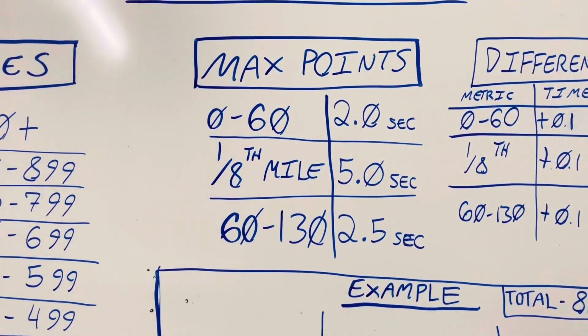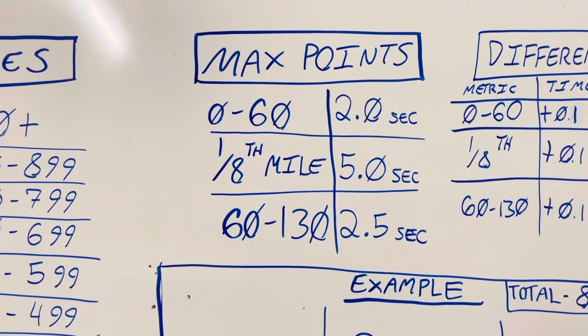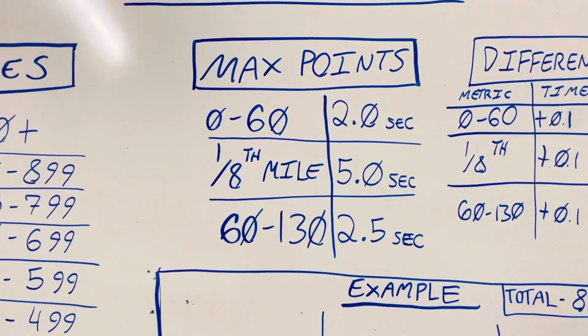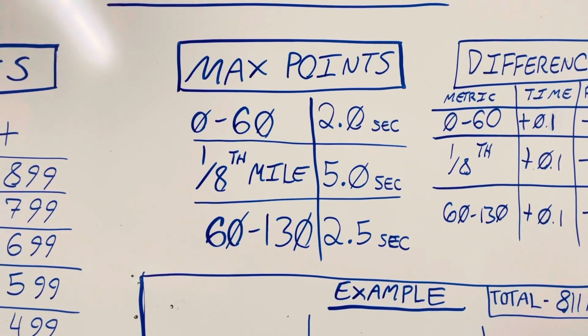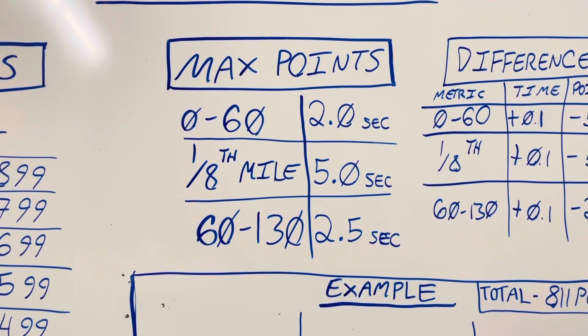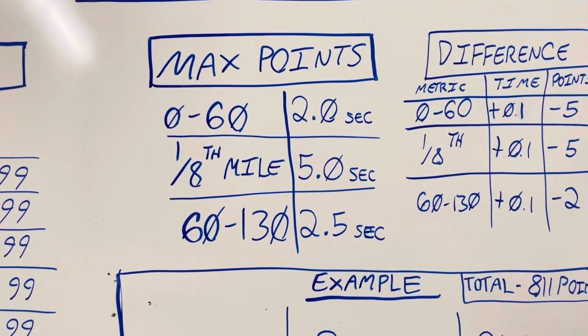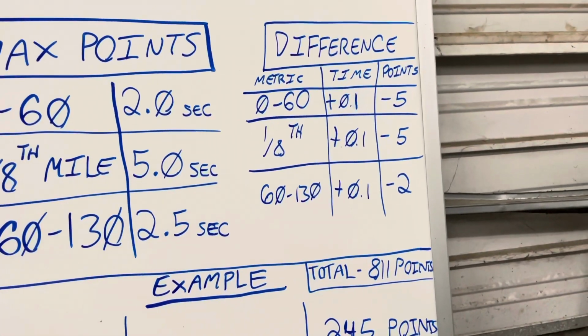Another thing is that we run by the tenth of a second, so it doesn't matter if you run a 2.00 or a 2.09, it's still considered the same time. Say you run a 2.10 or a 2.19, you're still going to get penalized that 5 points.